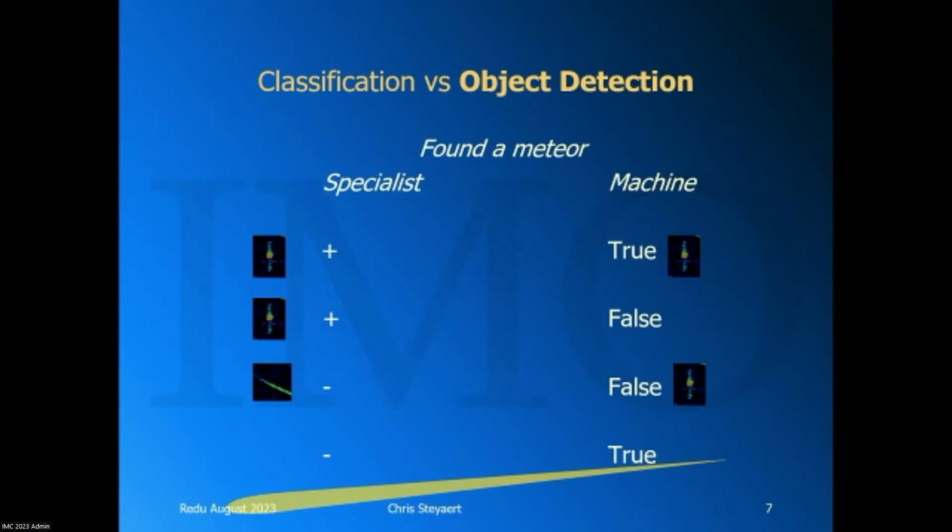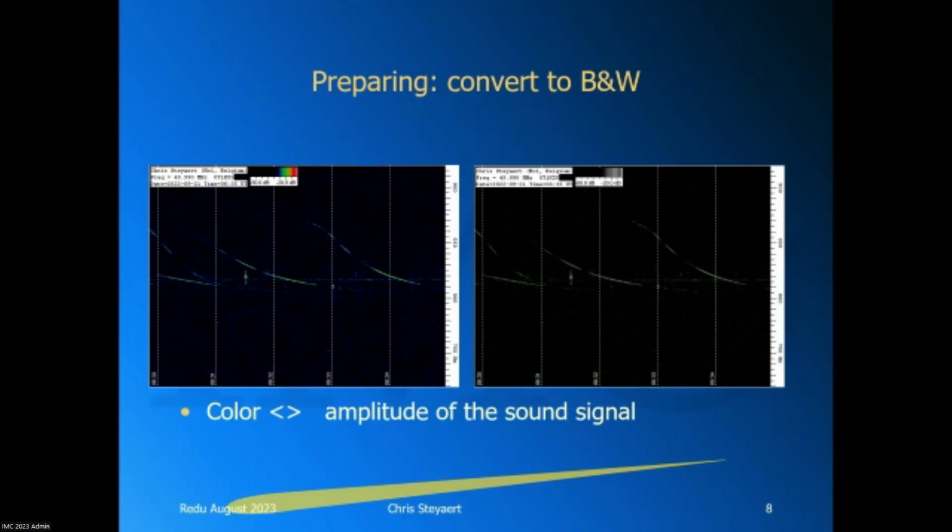I say it's a piece of a plane reflection. The machine says it's a meteor. That's also what I don't want. And the fourth category, of course, does not exist. If there is nothing, you cannot classify it. It's object detection. So it's along these lines that these algorithms are decided.